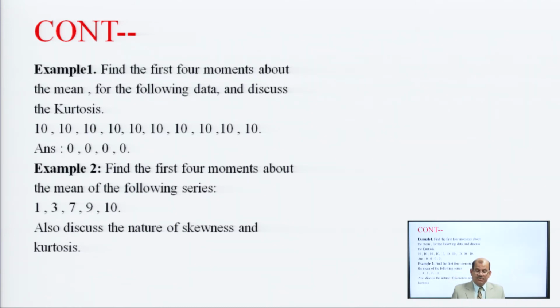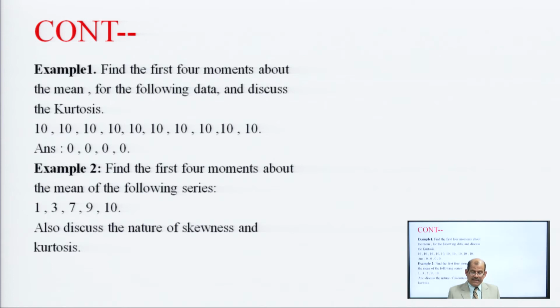Example 1. Find the first 4 moments about the mean for the following data and discuss the kurtosis. The data is 10, 10, 10, 10, so all quantities are 10. Taking the mean, the mean of this series is also 10, so x minus x bar is 0, hence mu 1 is 0, mu 2 is again 0, mu 3 is again 0, mu 4 is again 0. For constant data, that is the same data, all 4 moments become 0.